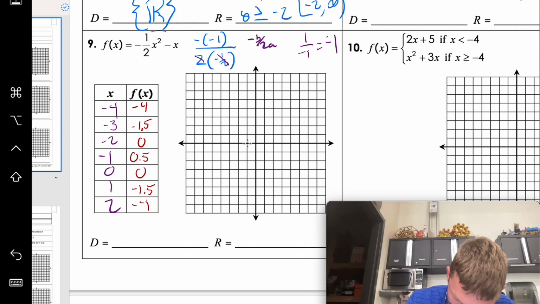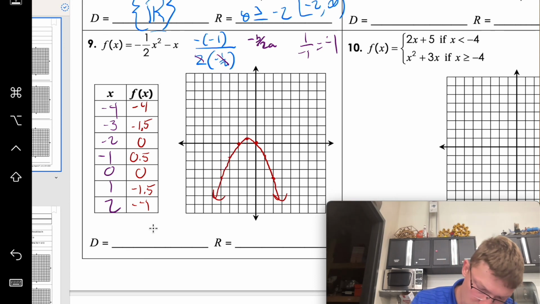So -1, and then 1/2 is kind of like there. -2, 0. -3, -1.5. And then -4, and counting over, 1, 2, 3, 4, 1, 2, 3, 4. And here we have our graph.